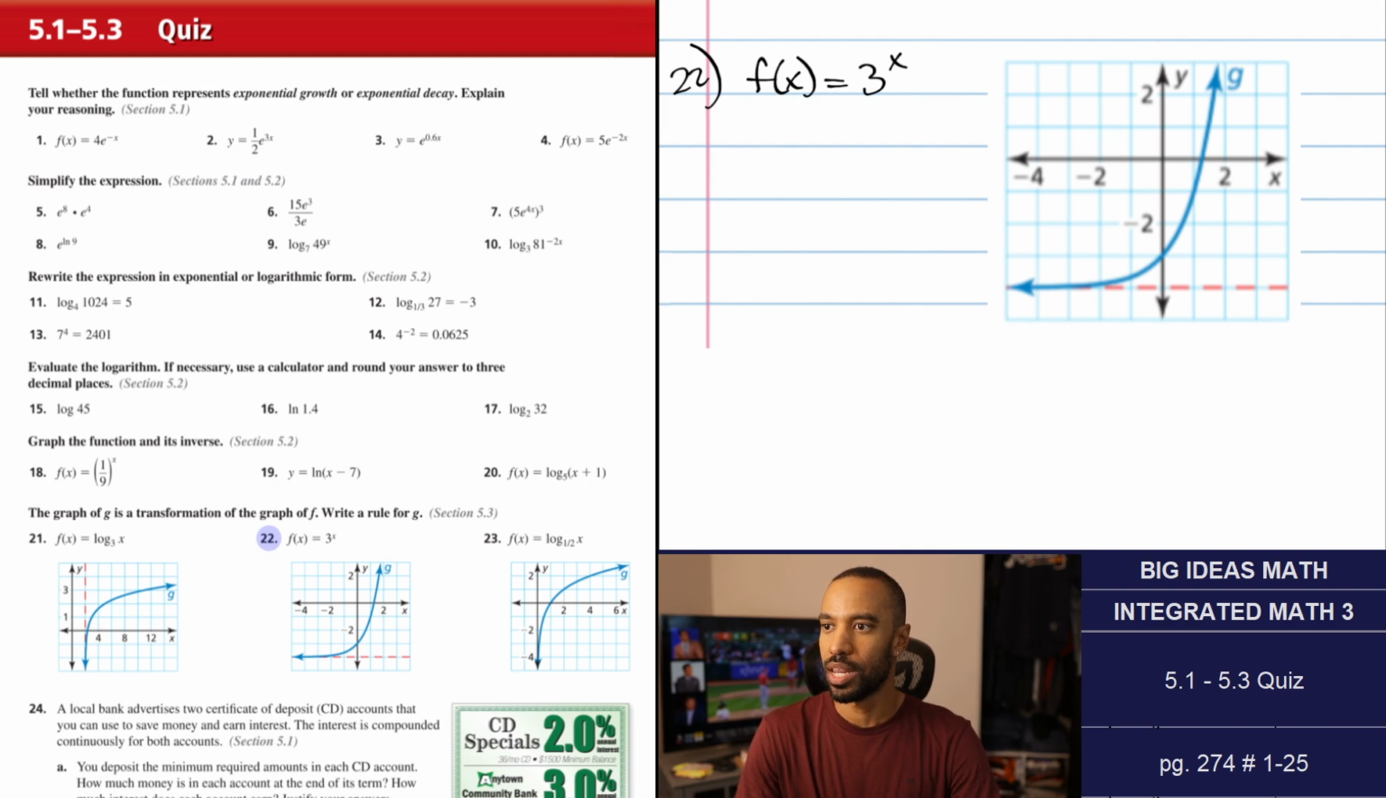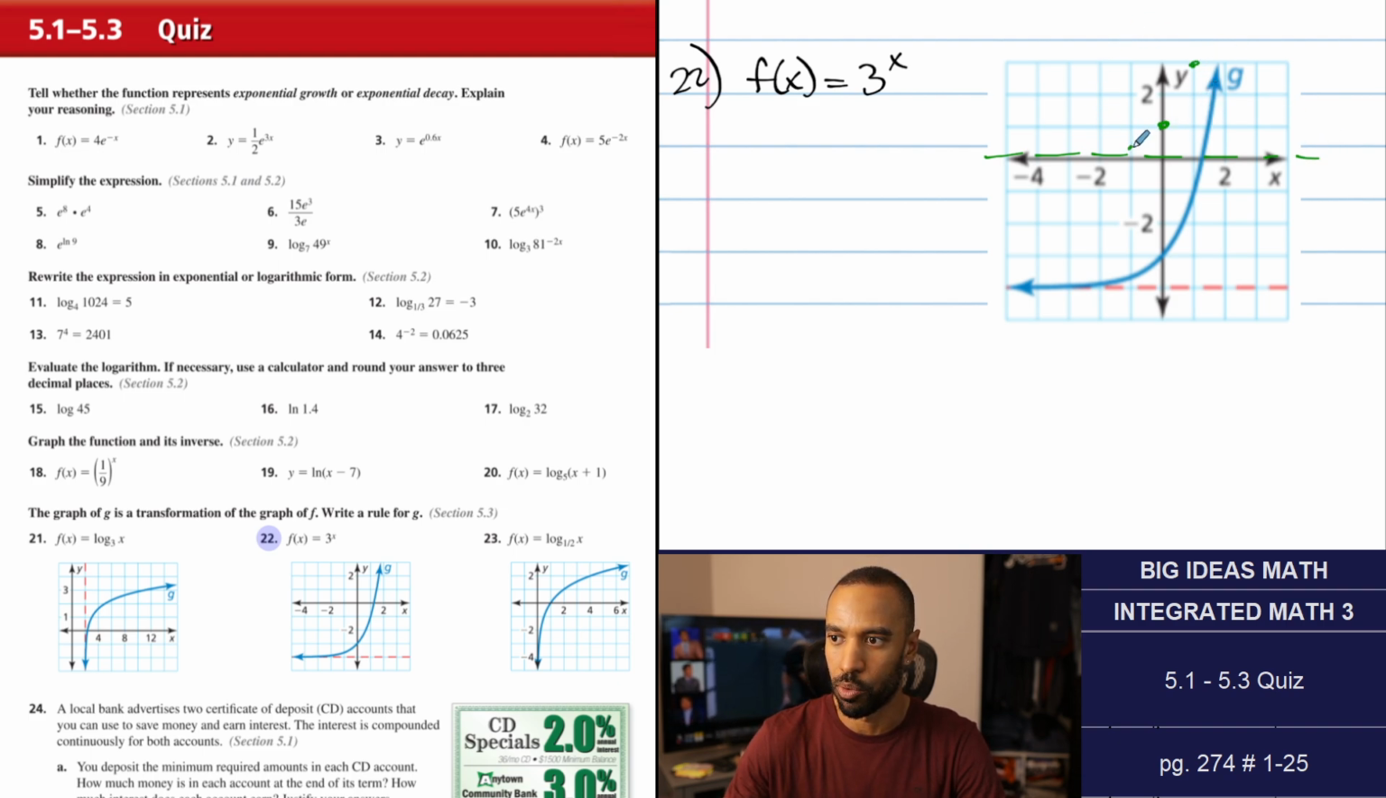So this 3 to the x right here, if we originally graphed it, it would have had an asymptote at y equals 0, and 3 to the 0 power would have been 1, and we would have gone times 3 to get some other points, divided by 3 here. This is our 3 to the x graph. So what's happening from here to there?